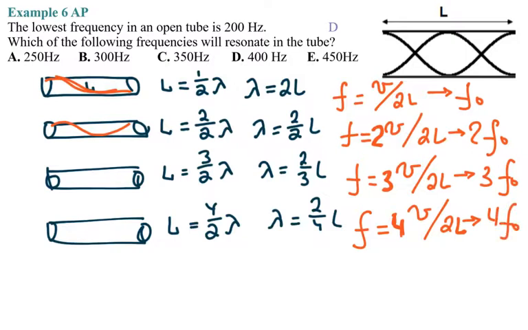So if they tell you that the lowest frequency in an open pipe is 200 Hertz, which one of the following could be the answer? So it would be 2 times 200, 3 times 200, 4 times 200. And the only one that is an integer times 200 is D, 400.